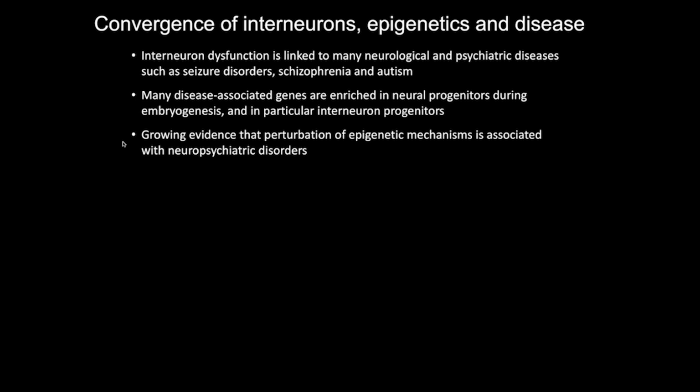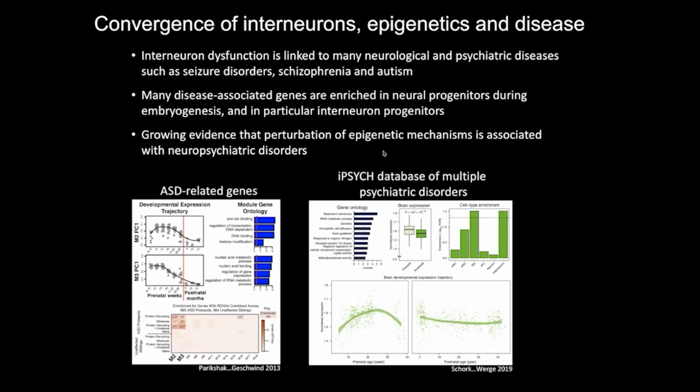And additionally, there's growing evidence that epigenetic mechanisms, or mechanisms to regulate gene expression, are associated with neuropsychiatric diseases. So many genome-wide association studies, or GWAS studies, identify SNPs or regions in the DNA associated with various diseases, and many of those regions are non-coding regions. So they could be in enhancers or other regions that regulate gene expression that are not directly in the coding sequence. So this is just a couple of examples.